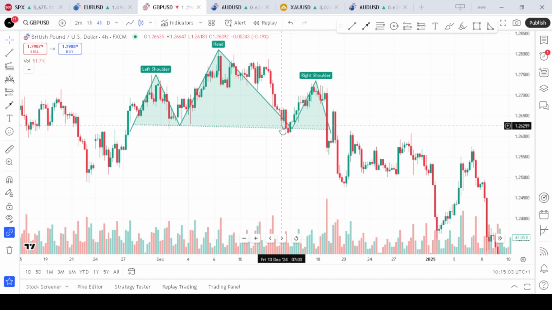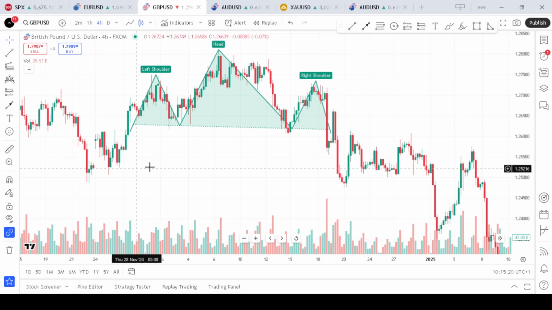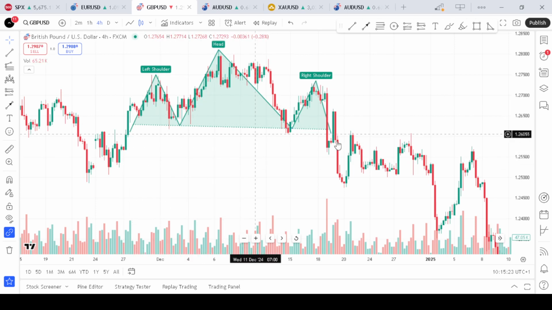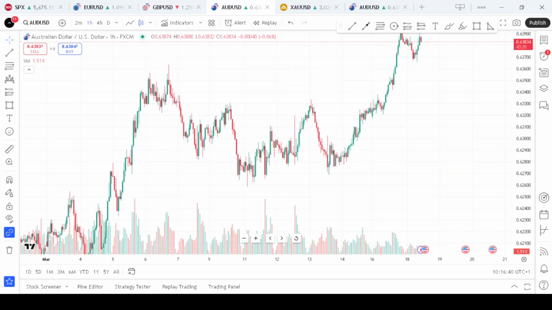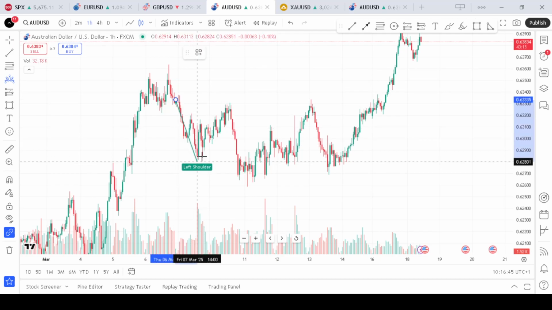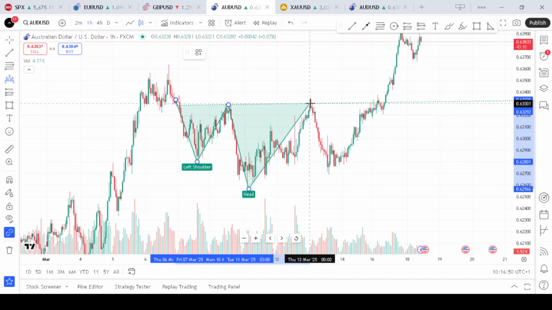If the neckline slopes to the downside in a bearish setup, it may indicate stronger selling pressure. So when it's slanted to the downside, it indicates that the market is trending strongly to the downside. While if it slants to the upside, that means we are looking at a reversal head and shoulders pattern. So let's look at an example of a reversal pattern. This is an inverse head and shoulders.